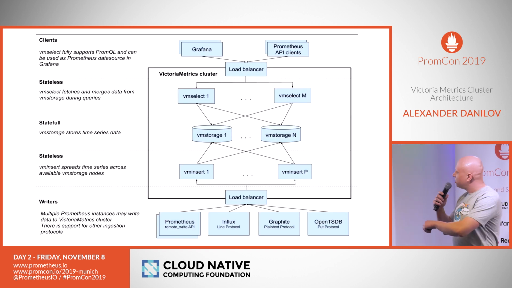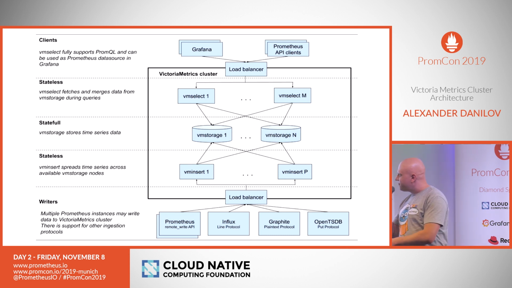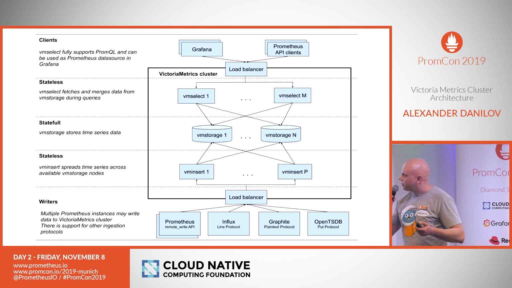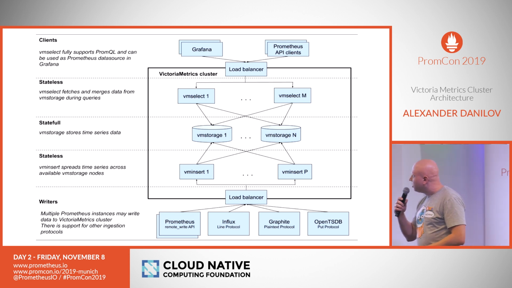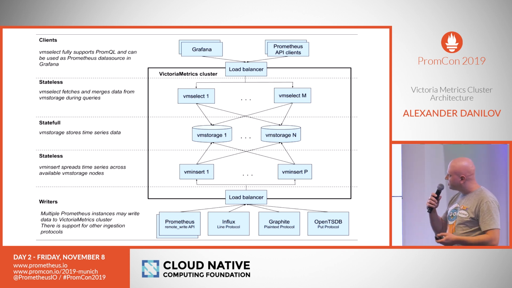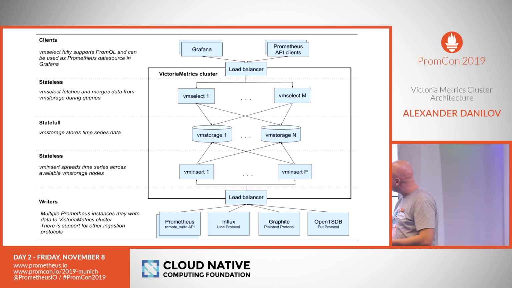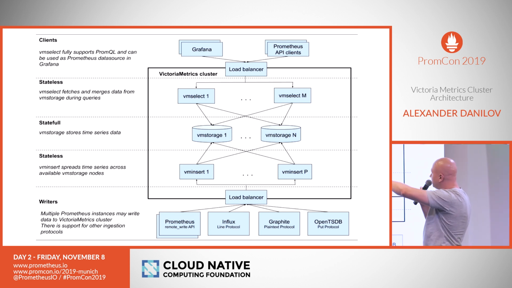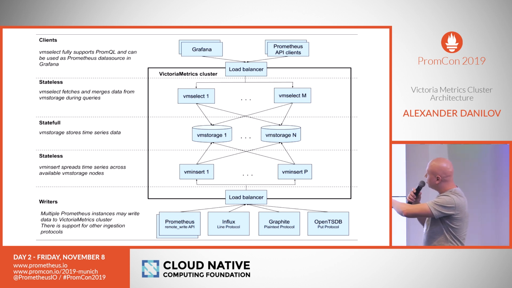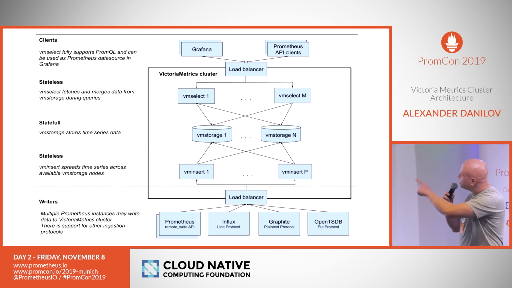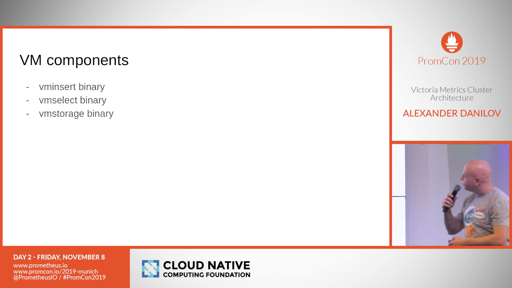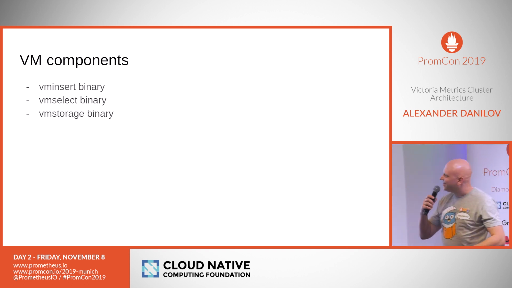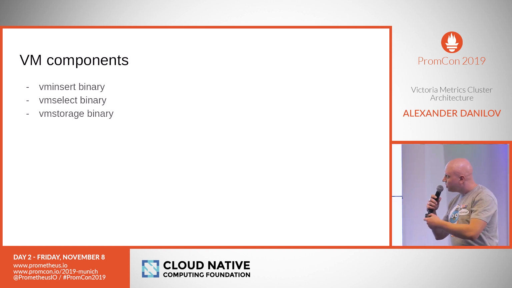Here is a diagram from the GitHub repo. You can look at this diagram there. There are only three things which we'll be talking about: VM select, VM insert, and VM storage. The others are just how you connect some other thing to VM cluster. Yeah, it's a pretty simple talk.